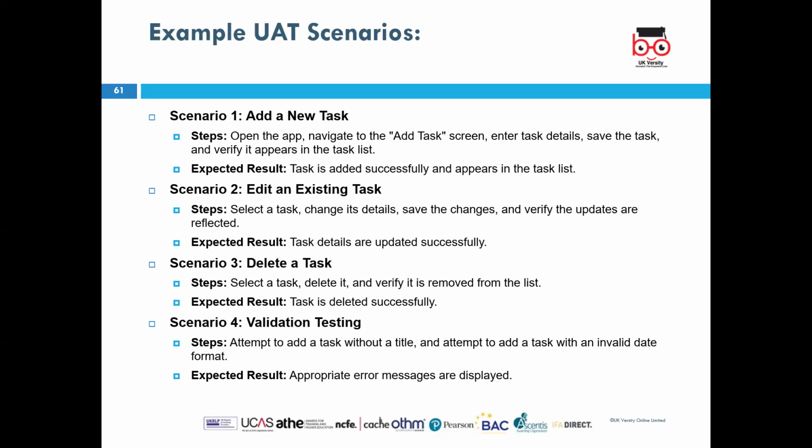Here we have an example for it, where we have a scenario where we could just add a new task. So what could be the steps? We're going to open our application, navigate to the Add Task screen, enter the task details, save the task, and verify that it appears in our task list. A similar example could be editing an existing task, or maybe deleting a task or validating testing.